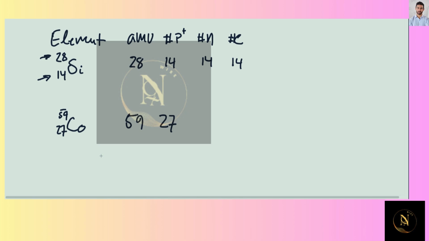The number of protons is what defines an element. All silicon has 14 protons. If it had 15 or 13, it would no longer be silicon. Just thought I'd point that out.